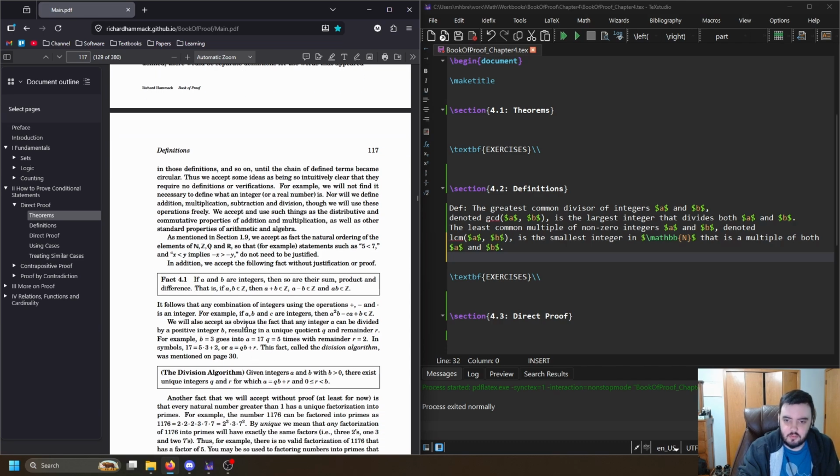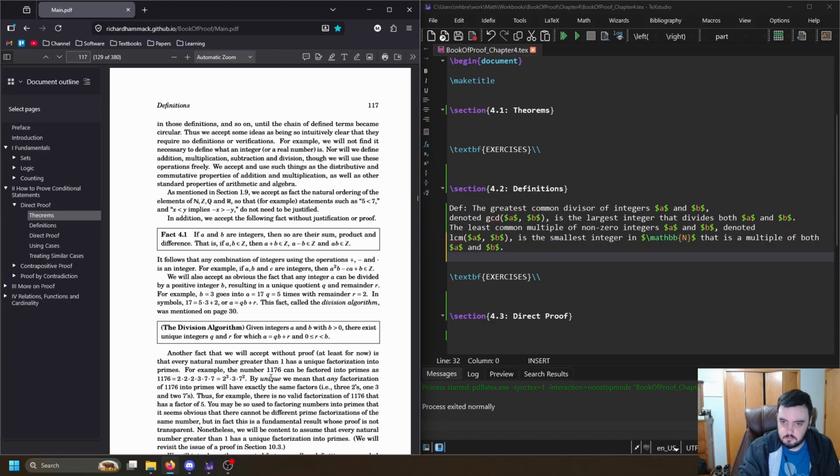Fact, not a theorem, but a fact. If a and b are integers, then so are their sum, product, and difference. That is, if a and b are in Z, then a plus b is in Z, a minus b is in Z, and a times b is in Z. Awesome.